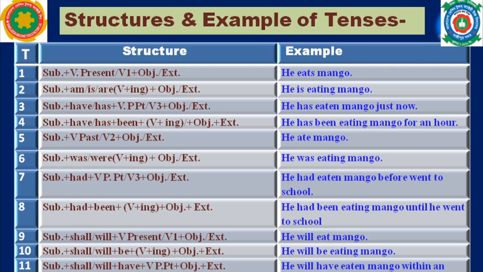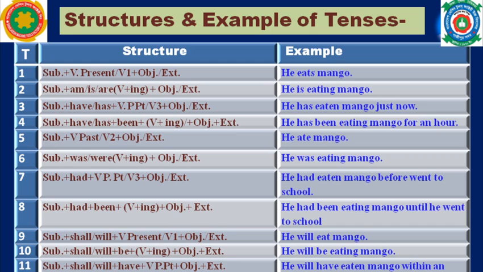He will be eating mango. Same concept, but the structure will be changed, right? But the action will happen in the future. He will be eating mango. That means he's working; his action will be continued in the future. That's called he will be eating.